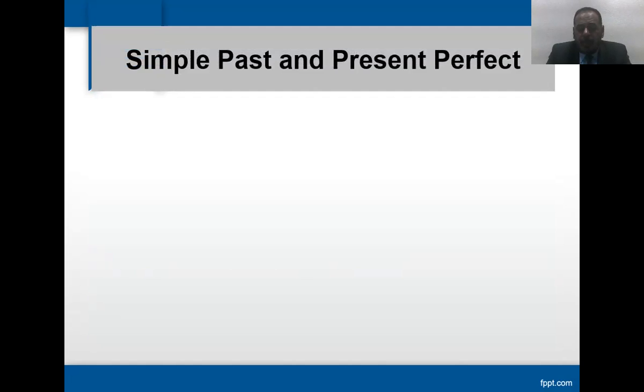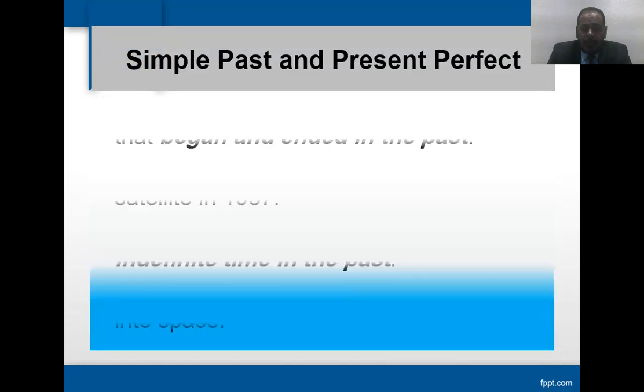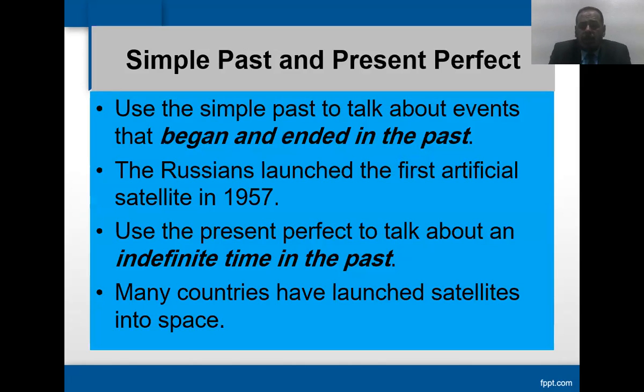Simple past and the present perfect. A lot of students have confusion between these tenses. We use the simple past to talk about events that began and ended in the past. For example, the Russians launched the first artificial satellite in 1957. But we use the present perfect to talk about an indefinite time in the past. Okay, when you don't know the time or don't mention it. Many countries have launched satellites into space. So I didn't say when.